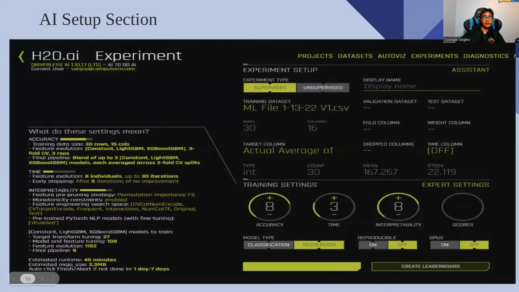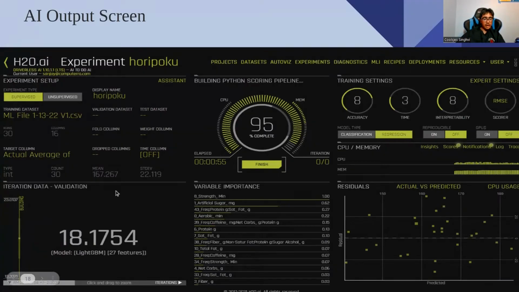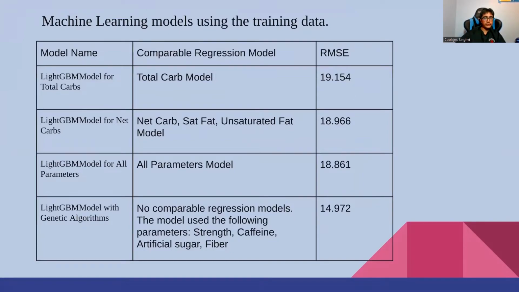Here's my AI setup screen. Here's the setup screen that I used to input data. And here's the output, where it will calculate my root mean squared error. Here's my machine learning models using the training data. I used 4 and it was accurate with the light GBM model with genetic algorithms, but it only had 4 parameters: strength, caffeine, artificial sugar, and fiber. And its root mean squared error was only 14.972, meaning that the statistical model was more accurate than the machine learning model.